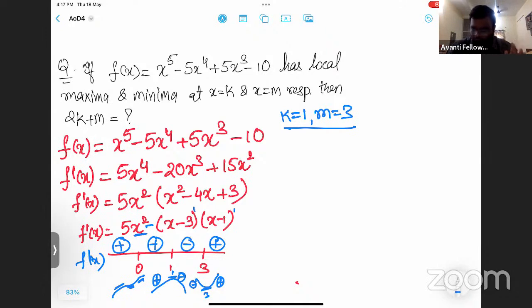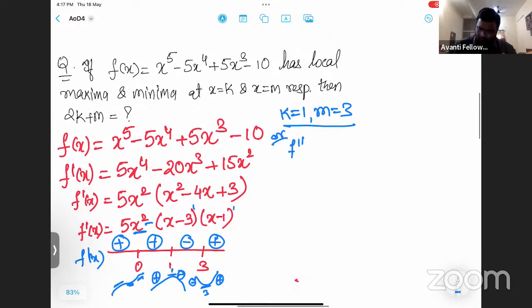And don't worry if you are not getting it from here, we'll adopt the second method we know, which is to check the double differentiation. So let's find f double dash x. Differentiating, this is 20x cube minus 60x square plus 30x. Sorry, this will be 30x.